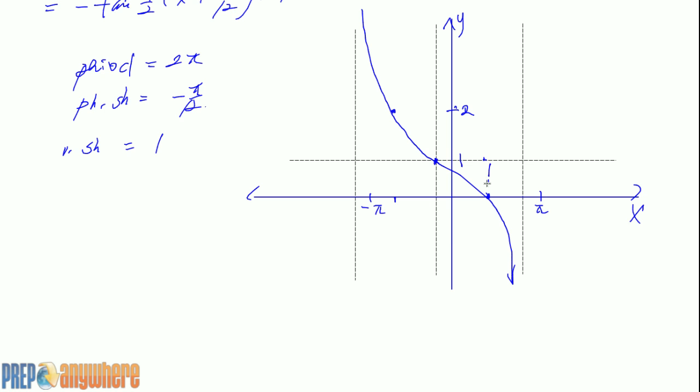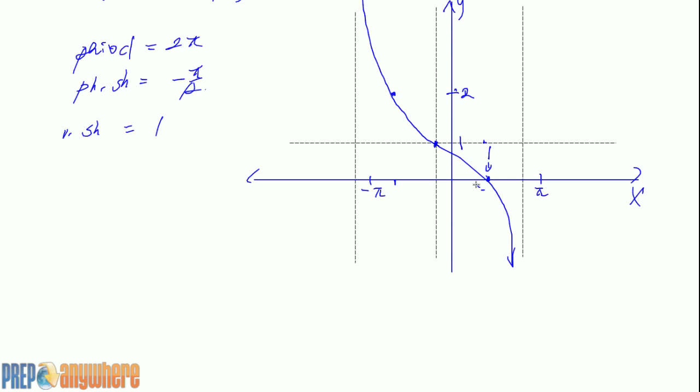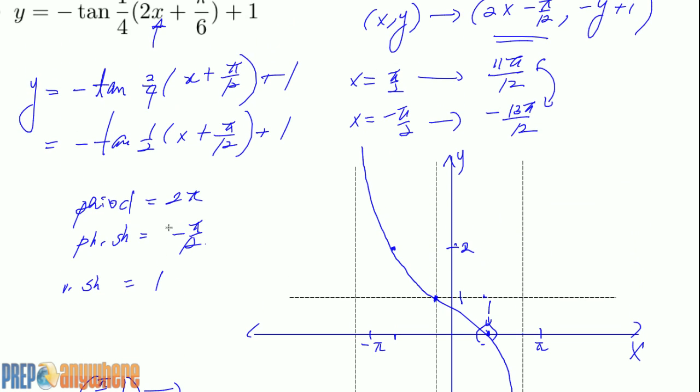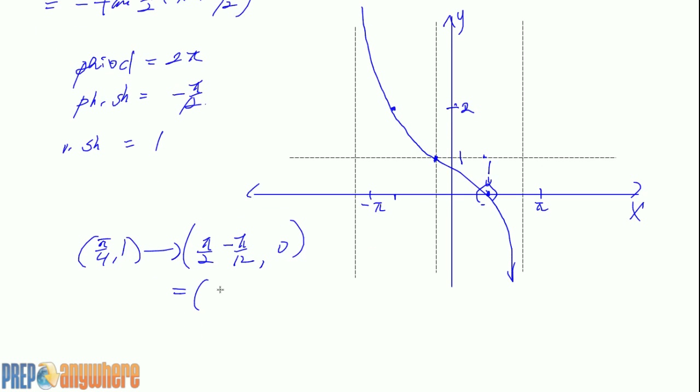If you wanted to get the exact point of this, the original points, this point here, right, was at pi over 4 and 1. Again, you can just apply the transformation, right? So you double the x, pi over 2, and subtract pi over 12. And 1, you subtract by negative 1 and add 1, you get 0. 5 pi over 12. That's that location.